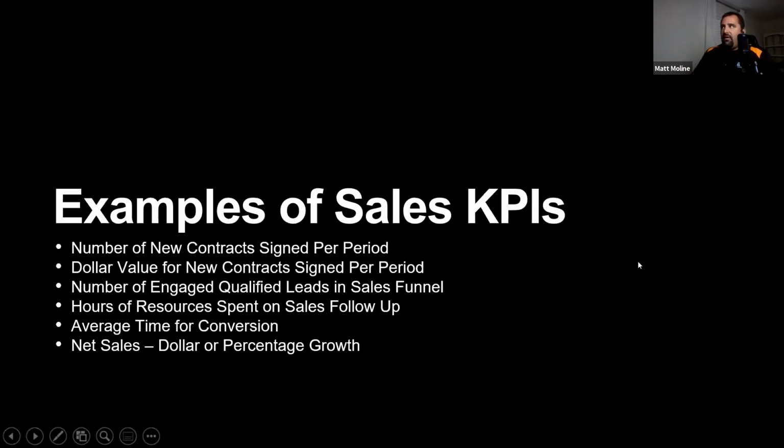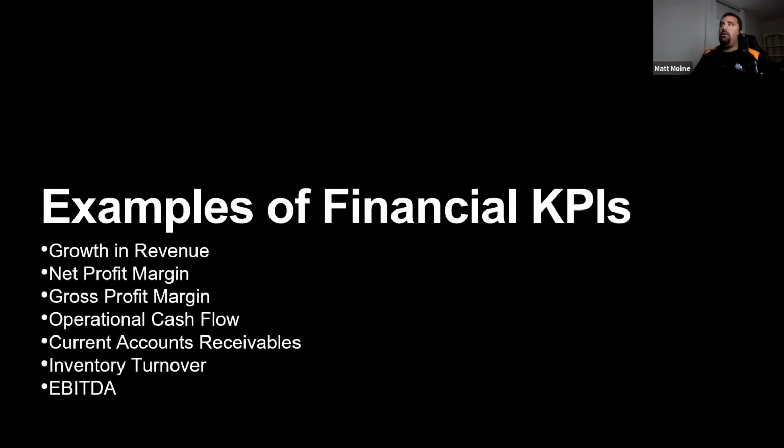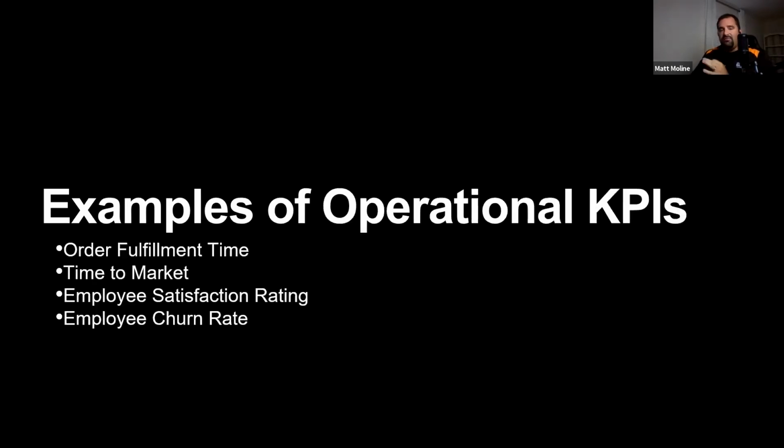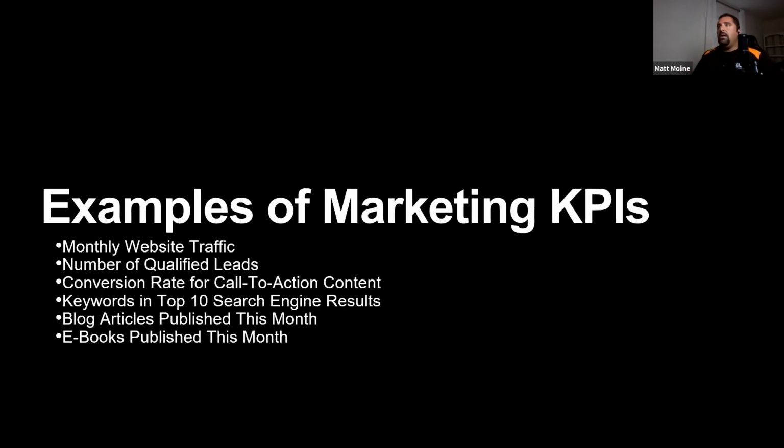Here are some examples of sales KPIs: number of new contracts signed, net sales, average time for conversion. Those are those micro indicators that lead up. Examples of financial KPIs: growth in revenue, net profit, gross profit margin, your EBITDA. Those are all good examples of financial KPIs. Now operational KPIs: order fulfillment, time to market, your employee satisfaction rating, employee churn rate. Important things to know.